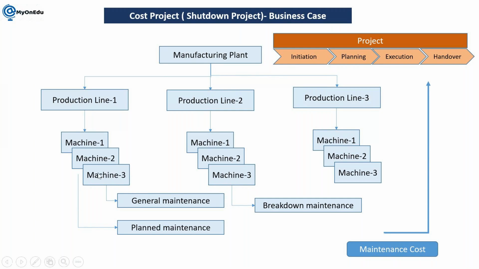Whatever maintenance orders you have, let's say general maintenance, plant maintenance, breakdown maintenance, you can assign them to the WBS and manage them, or you can assign them to the activities where you can manage the scheduling and all.